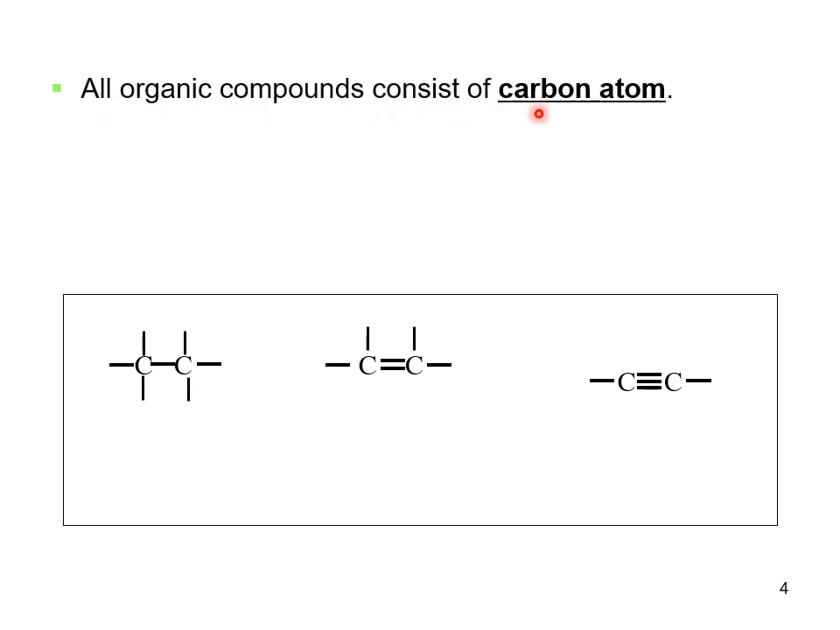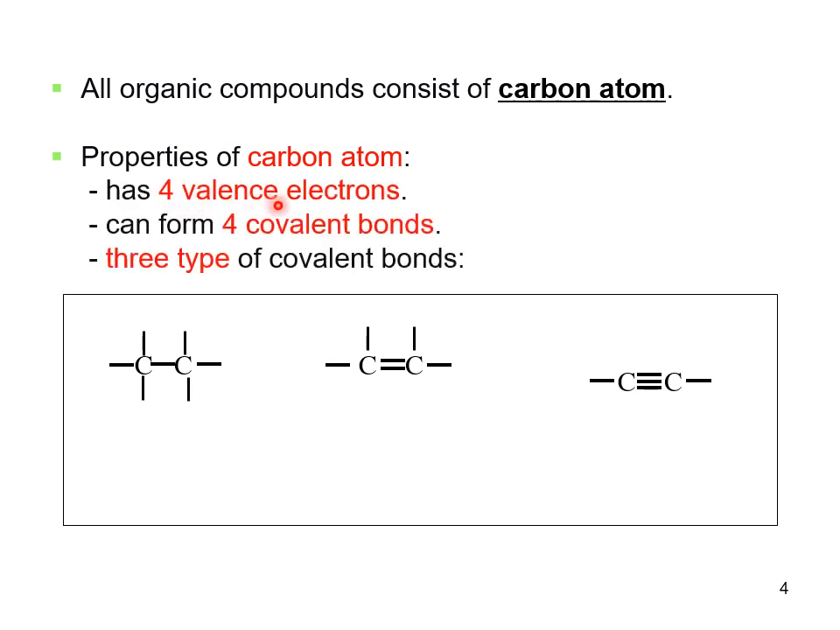All organic compounds consist of carbon atoms. Then, what are the properties of a carbon atom? First, it has 4 valence electrons. So it is group 14, that's why 1 dot, 2 dot, 3 dot, 4 dot. There are 4 valence electrons. Then it can form 4 covalent bonds. If we check 1, 2, 3, 4, each of the carbons can form 4 covalent bonds. Even this one is the same: 1, 2, 3, 4. Okay.